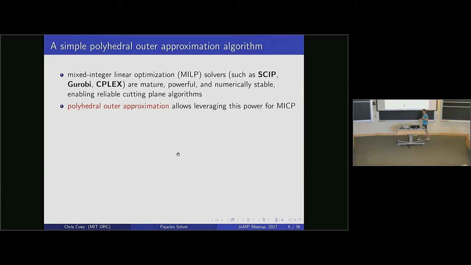So how can we solve mixed integer convex optimization? Well, polyhedral approximation leverages the power of MILP solvers, such as Skip, Gurobi, Cplex, etc. These are mature, they're powerful, they're numerically stable, and this enables reliable cutting plane algorithms.